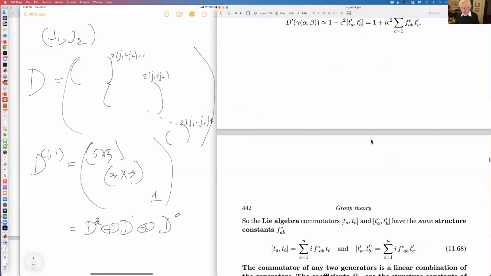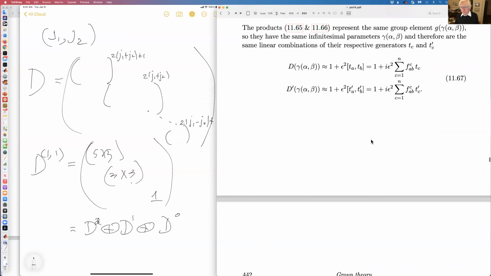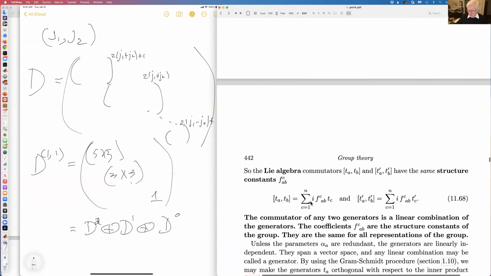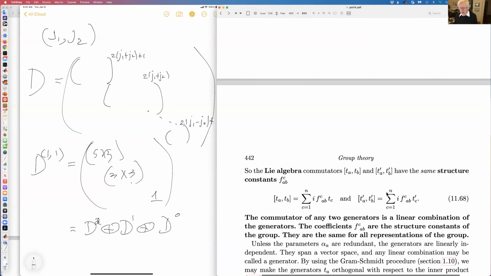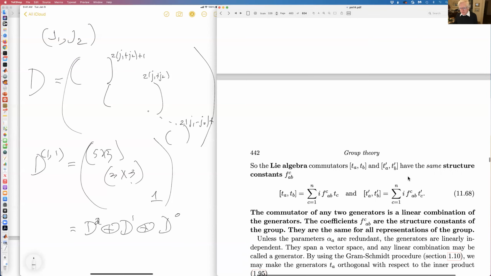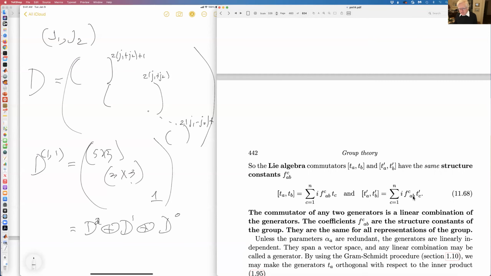And so what that means then is that these coefficients have to be the same. In other words, if the commutator of T_A with T_B in the unprimed representation gives you i f_ABC T_C, then the commutator of T'_A with T'_B has to be i times the same structure constants times T'_C. The point here, first of all, is that these f's are called structure constants.